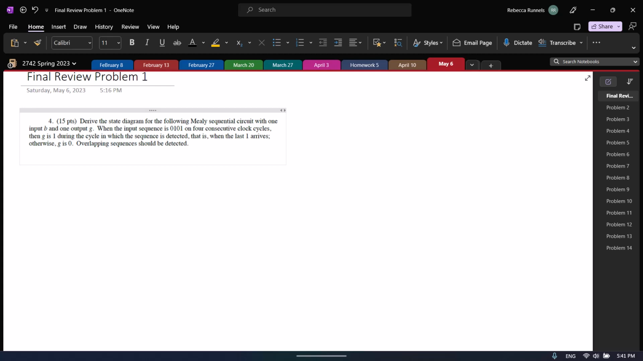Usually, a Mealy machine will have one fewer state than a Moore machine, because for a Mealy machine, when you get that final input that gives you the result that you want, you don't have to go to a new state from that. But for a Moore machine, one state is going to represent the final state that gives you the output. Okay, so it has one input B and one output G.